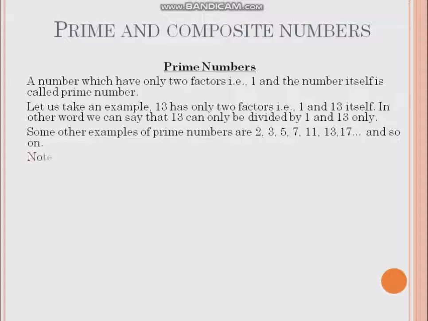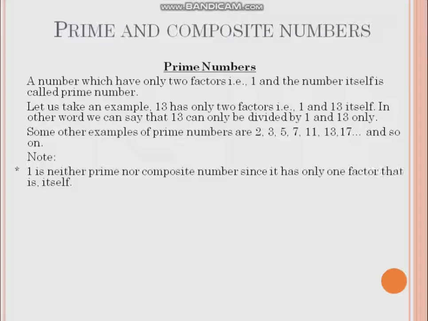So note, 1 is neither a prime nor a composite number since it has only one factor, that is itself, right? And 2 is the only even prime number. You can check it. Every prime number is an odd number except for the number 2.